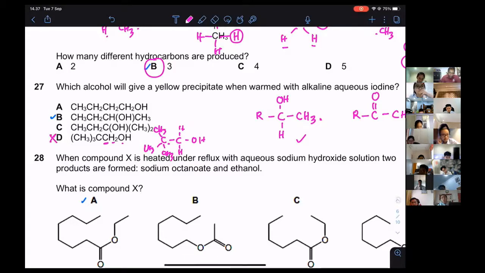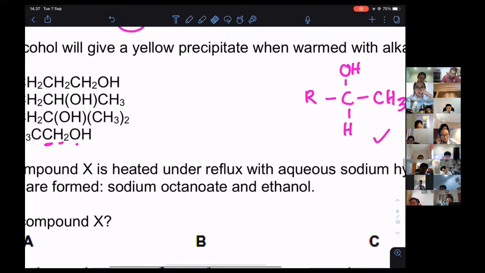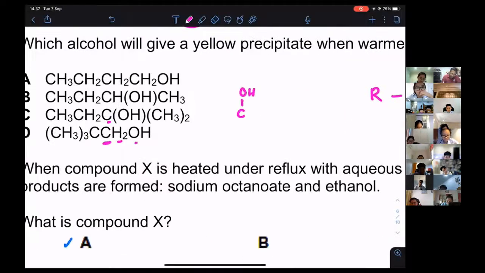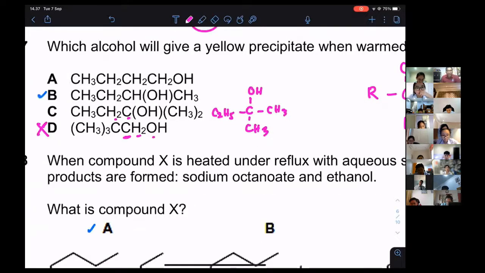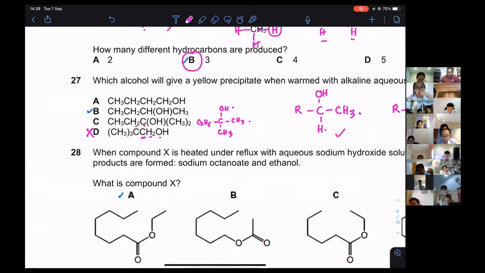I will show you for C. For C, you can look at this carbon. This carbon has OH. It has 2 CH3s, followed by C2H5. So you see, they have CH3OH, but they don't have the hydrogen. Therefore, we will not select that. There is no hydrogen here, so this is wrong.